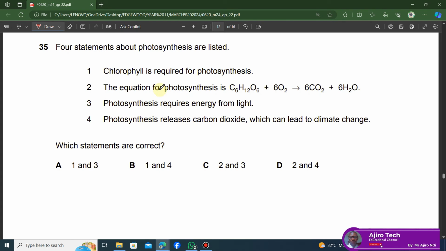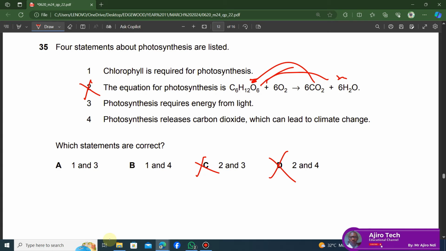So 35, 4 statements about photosynthesis are listed. Chlorophyll is required. The equation for photosynthesis is, okay, so this is not the equation for photosynthesis. It should be the other way around. So this should be at the product end, and this should be at the reactant end. So it should be more of a swap. All right, so anything involving 2, off. Okay, so we are left with A and B.